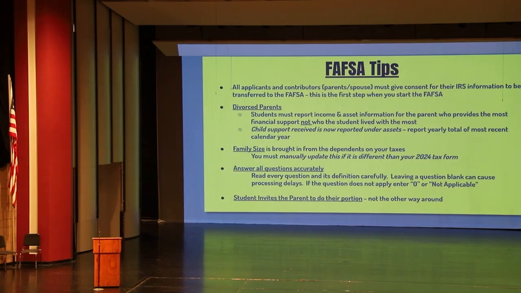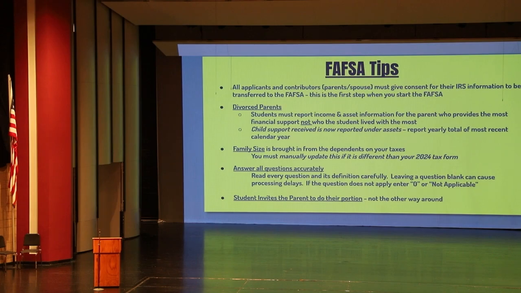Child support is now counted as an asset, so if you're receiving child support and you're the contributing parent, you report the value of the child support you received. And then family size is brought over from the IRS as well, from your tax returns based on your dependents. Remember, the FAFSA is looking at two years ago. Sometimes the family size changes in the meantime, but you're given the option to update that family size. If it hasn't changed, you'll just move on.